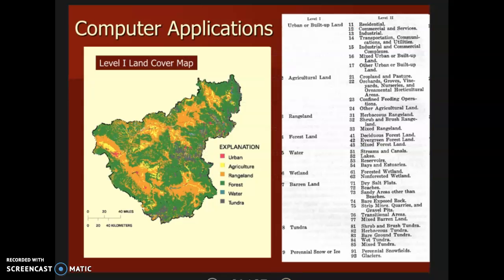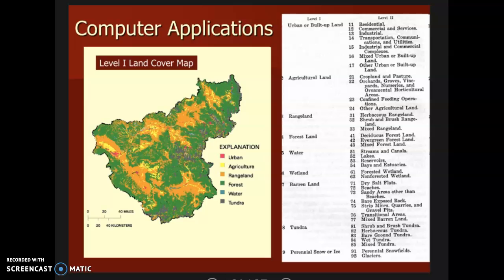So there are computer software packages and applications that will do land use and land cover for you. And what you do is you use the spectral signatures, remember talking about that, to tell the computer, well, if it has this spectral signature, then it is cropland and pasture. If it has this spectral signature, then it's a shrub and brush rangeland. If it has this spectral signature, it is water. Then you would use these spectral signatures to help identify.